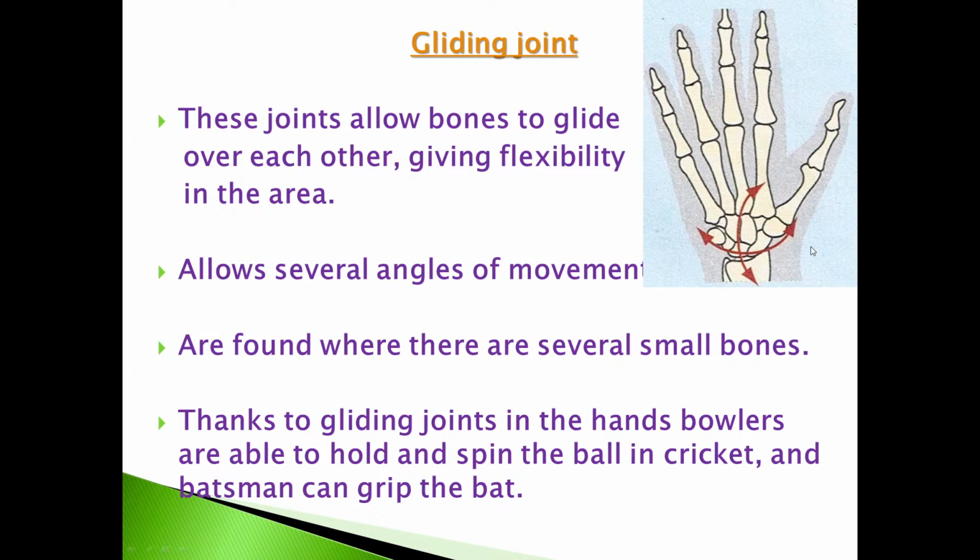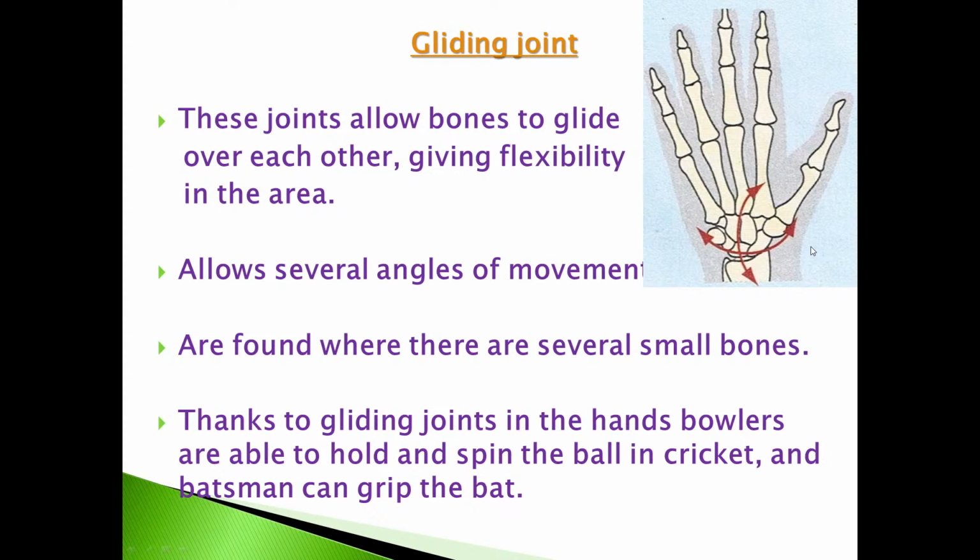So these joints allow bones to glide over each other, giving flexibility in the area. So the bones just slide above each other, slide from left to right or slide from front to back. So that is how it allows movement. It allows movement in several angles. So the gliding joint offers more movement than the hinge joint, but not as much as the ball and socket joint.